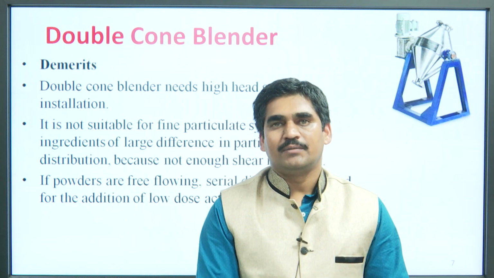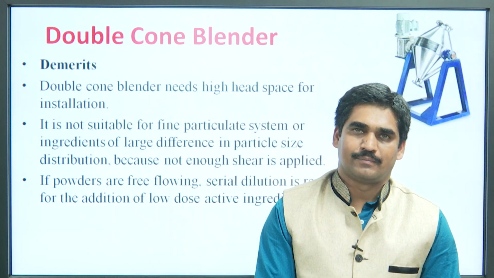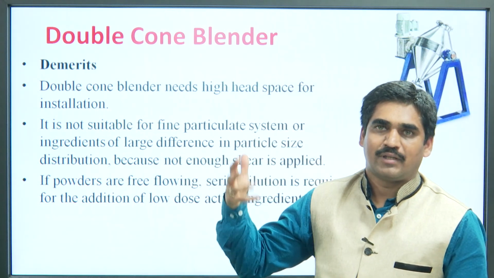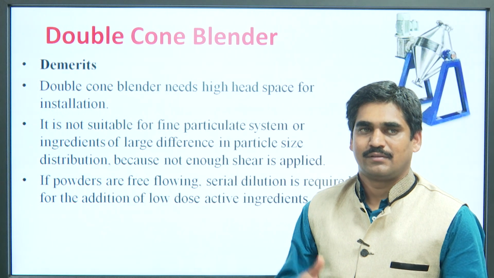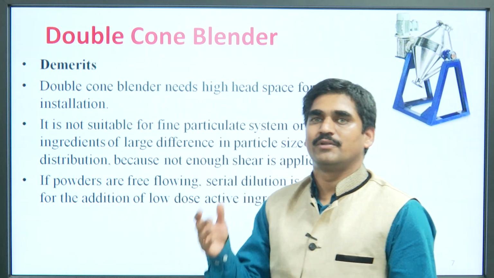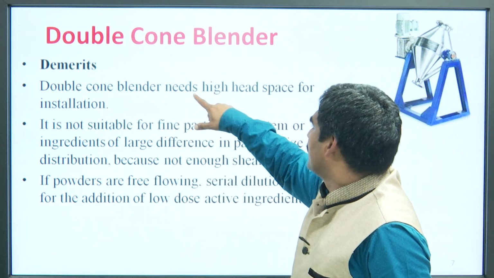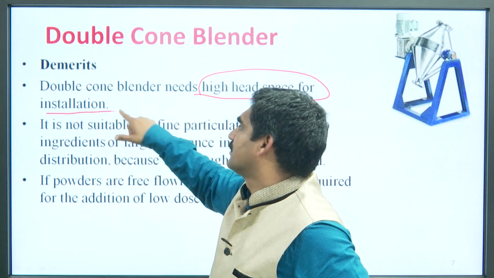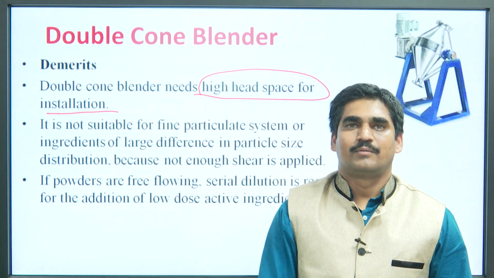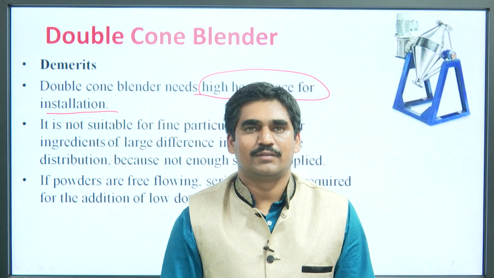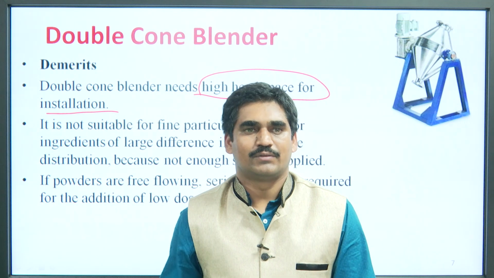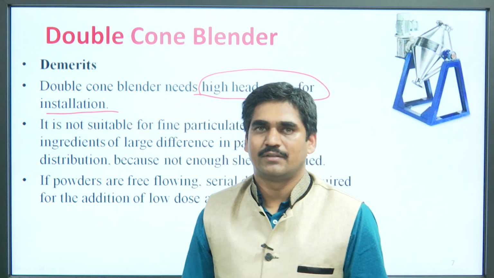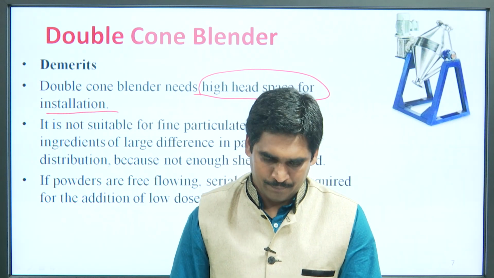Now, demerits of double cone blender. If the capacity of the blender is high or the size of the equipment is more, it needs high head space for installation. Double cone blender needs high head space for installation. So, it is a type of demerit or disadvantage of double cone blender.